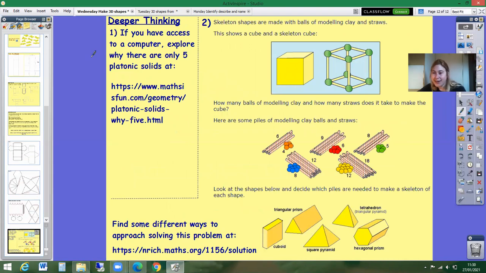So I hope you enjoyed today's practical maths lesson. Please take pictures of your solids, take pictures of the nets, send them into year 5. We'd love to see what you've been up to.